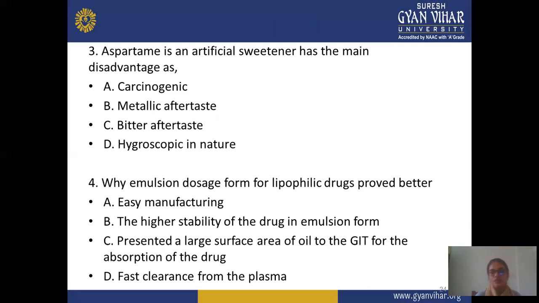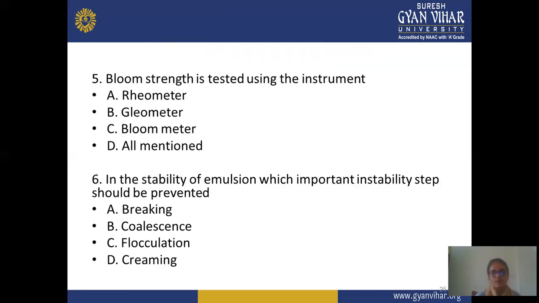And the fourth question: why is emulsion dosage form preferred for lipophilic drugs? A is easy manufacturing, B is the higher stability of a drug in emulsion form, C is it presents a large surface area of oil to the GIT for absorption of the drug, D is fast clearance from the plasma. Fifth question: strength is tested using an instrument like a viscometer, and all mentioned. Sixth question is on the stability of the emulsion, which imparted stability and which instability should be prevented: breaking, coalescence, flocculation, and creaming.